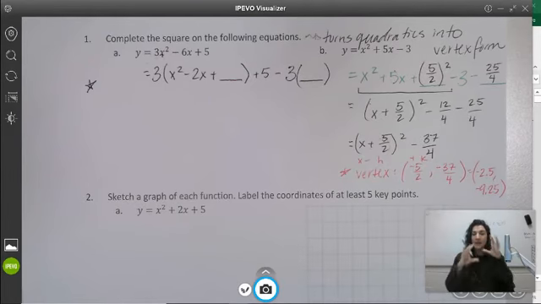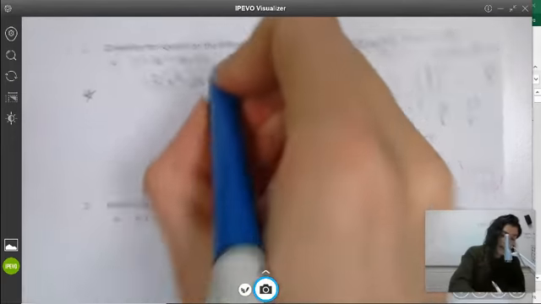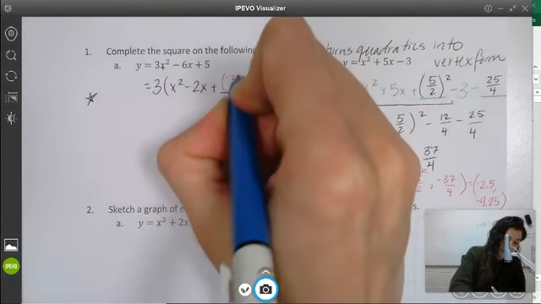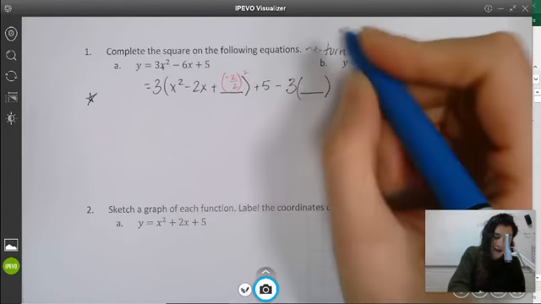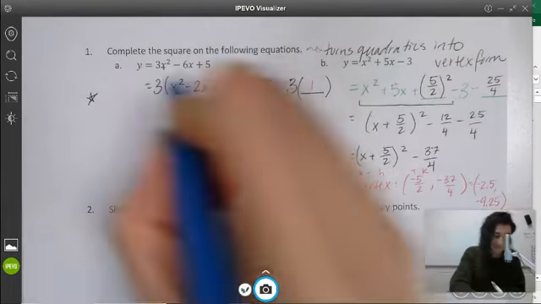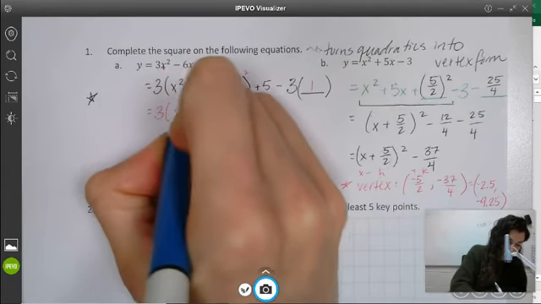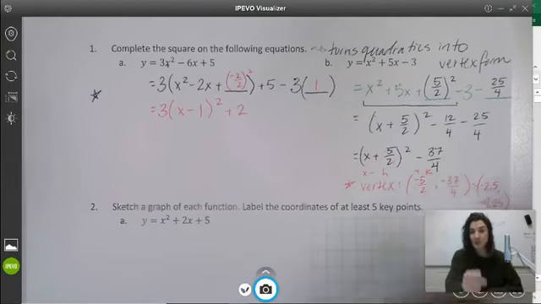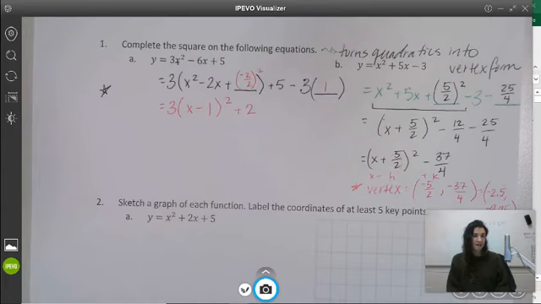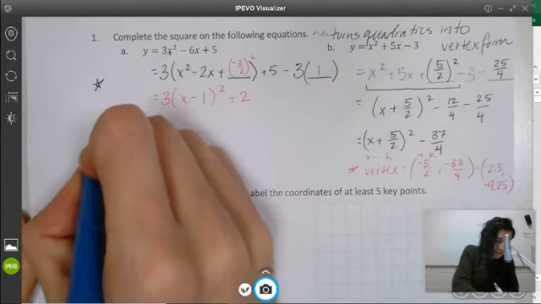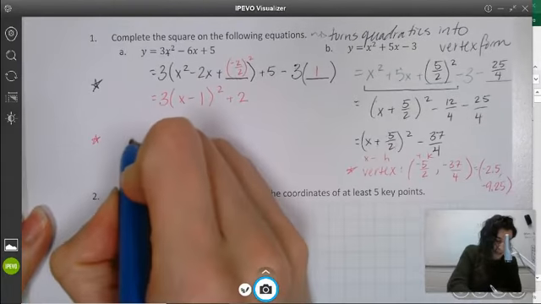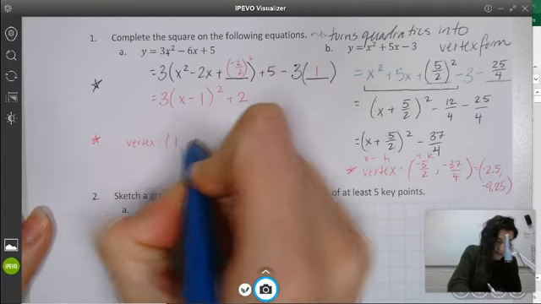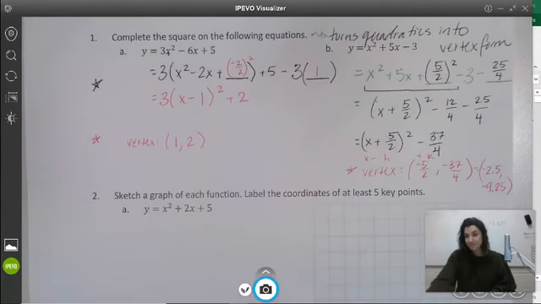Okay, so now I've set up the skeleton formula for completing the square. Now I'm going to focus on the next step, which is to figure out what b divided by 2 squared is. And that's going to be 1. So I get x minus 1 squared, plus 5 minus 3 becomes plus 2. So that is our completed square. Now I would like for you to tell me what the vertex is. The vertex will end up being positive 1, positive 2. Cool.